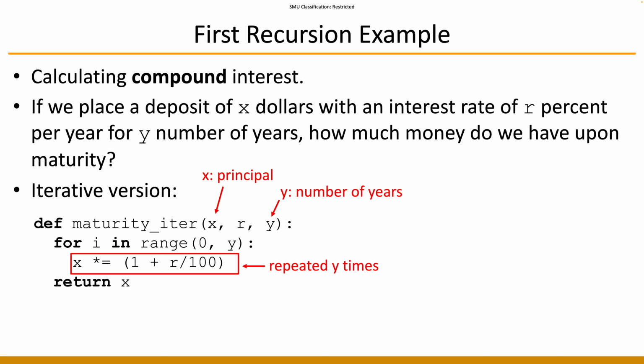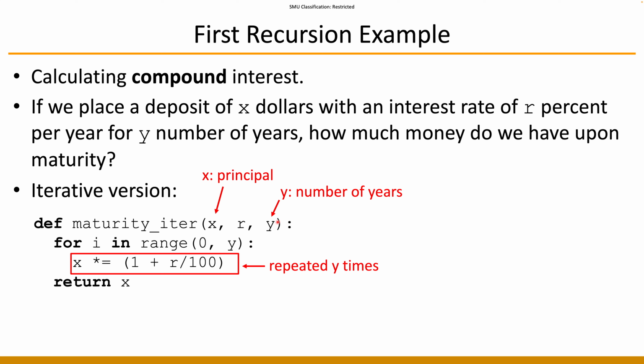Right, so first example, very simple. Just imagine that we would like to calculate the compounding interest. You have an initial deposit of X, and then you just accumulate R percent of interest for Y years. So over here, you can see that X, R, and Y are all parameters to the function. So we use this very simple function to iteratively calculate the final balance that you will enjoy after your deposit has matured.